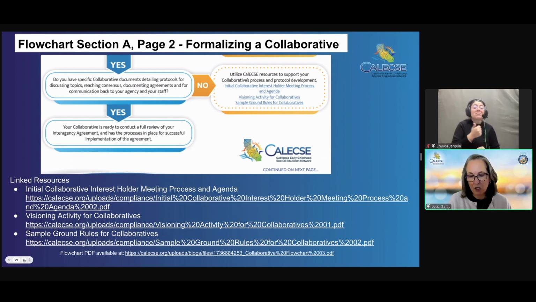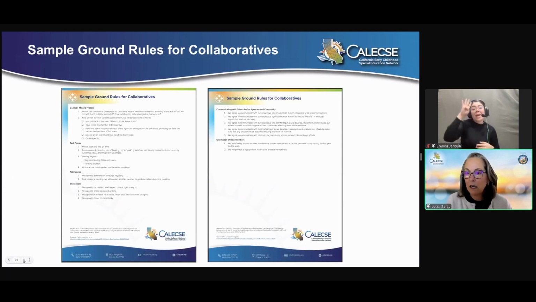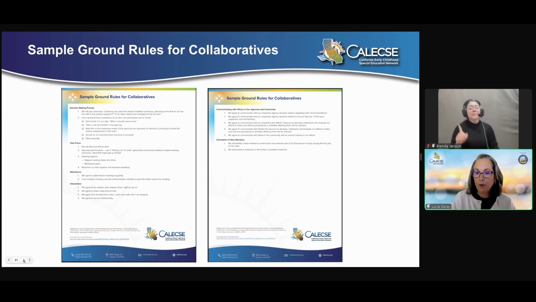So in addition to the links on this slide, the following two slides, and go ahead, Heather, as I speak through the 5 resources. Process agenda, meeting template, a visioning activity for your collaborative, and then on the next page, sample ground rules for collaboratives, and it's really a 2-page document. So feel free to edit these locally, personalize them as you need them locally.